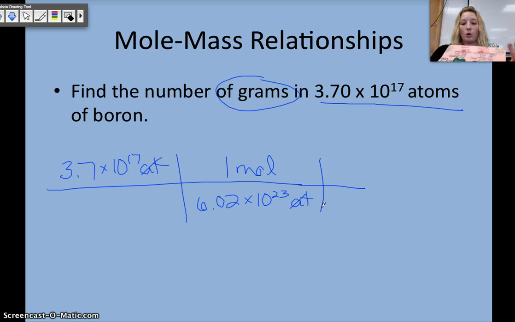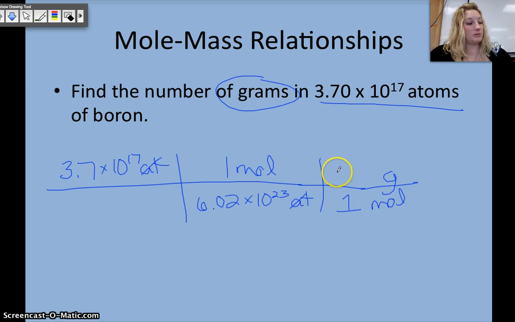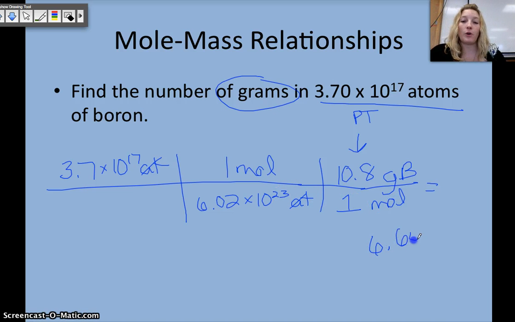And now that we're in moles, to get from moles to mass, we need our molar mass. So moles this time are going to go on bottom. Mass, or our grams, are going to go on top. And we know that there is 1 mole for every 10.8 grams of boron. Again, this is just the molar mass, and it comes from the periodic table. So multiply across the top, divide across the bottom, you get 6.64 times 10 to the negative 6 grams of boron. Okay, so we just took where we were starting with, and we did both pathways together this time.